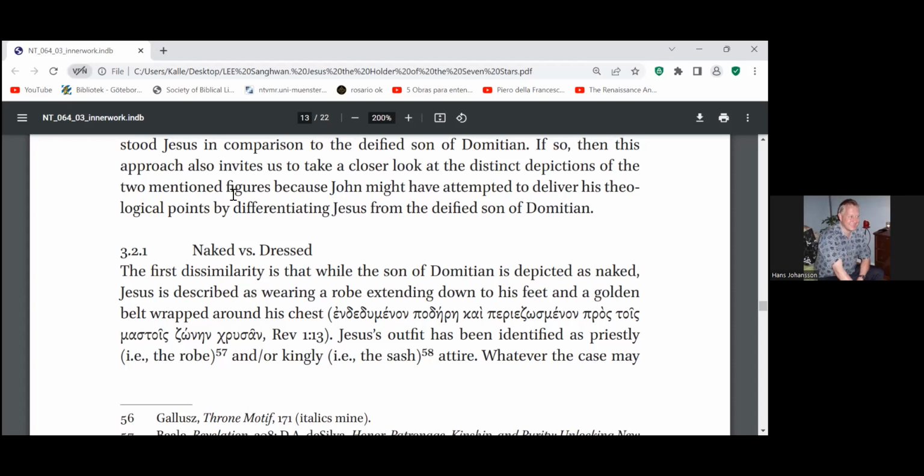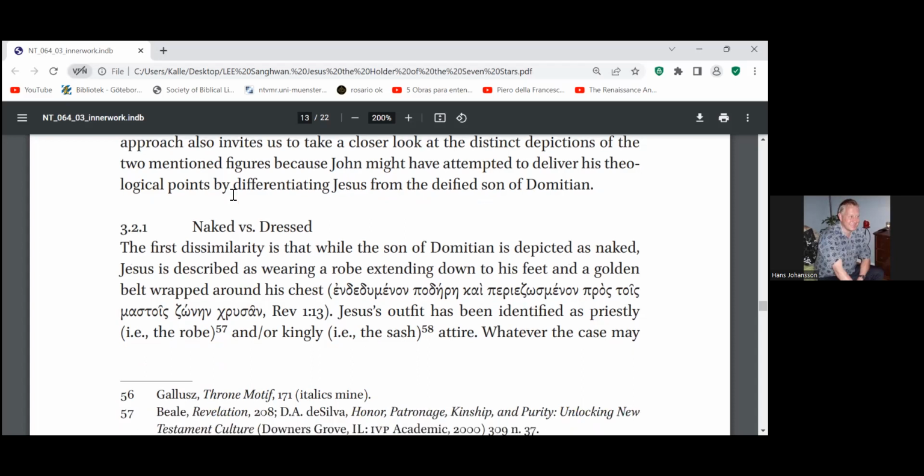If so, then this approach also invites us to take a closer look at the distinct depictions of the two mentioned figures, because John might have attempted to deliver his theological points by differentiating Jesus from the deified son of Domitian.